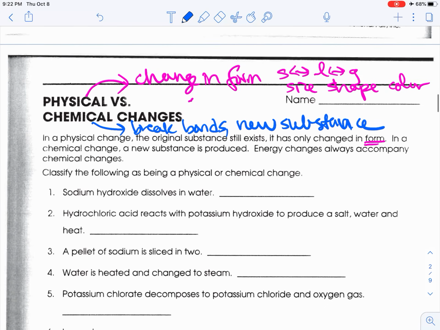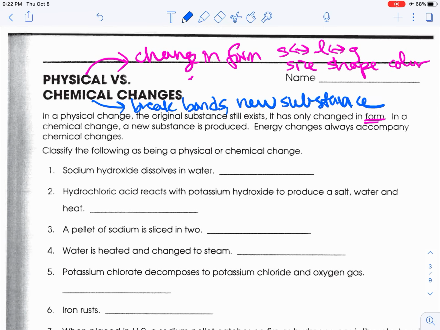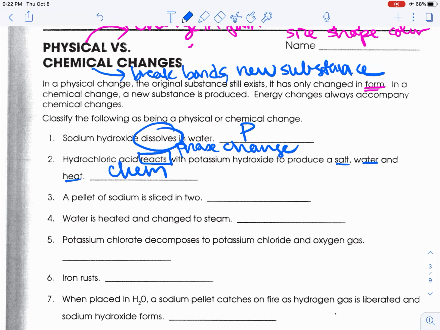It's a noun. Okay. Sodium hydroxide dissolves. Dissolving is a phase change. So that's going to be called a physical change. I see the keyword reacts. Hydrochloric acid reacts, and that's going to be a chemical change. And they're producing new substances. Heat is given off. A pellet of sodium is sliced in two. You're just changing the size and shape. So that's a physical change.